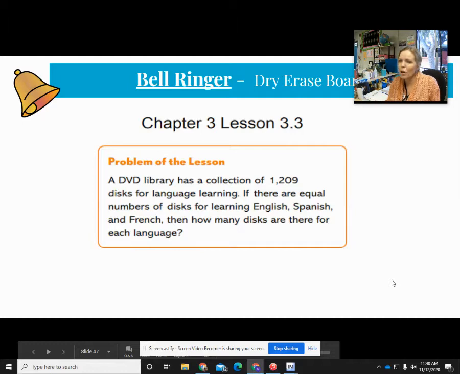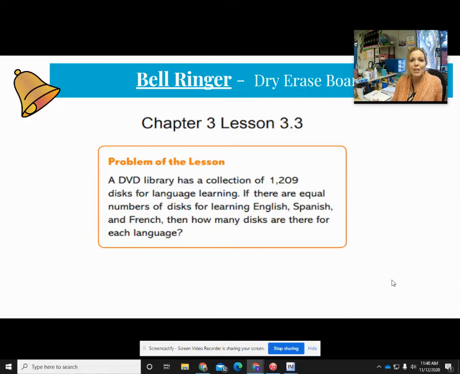Today we were talking about long division, and we started the day with this question. A DVD library has a collection of 1,209 discs for learning language. If there are an equal number of discs for learning English, Spanish, and French, then how many discs are there for each language?